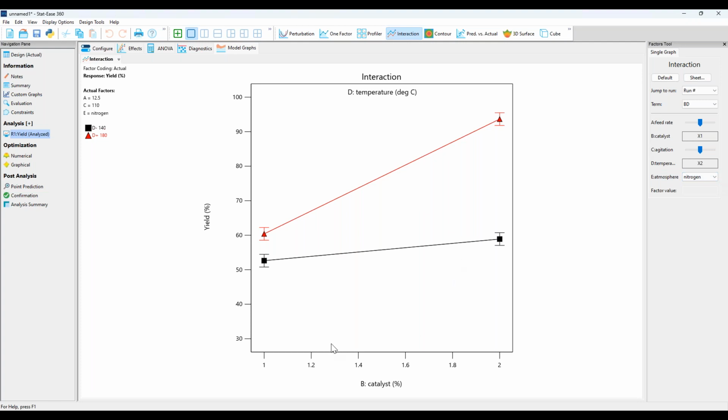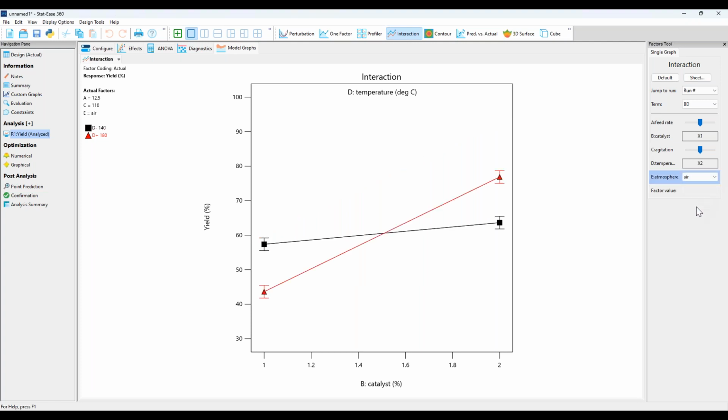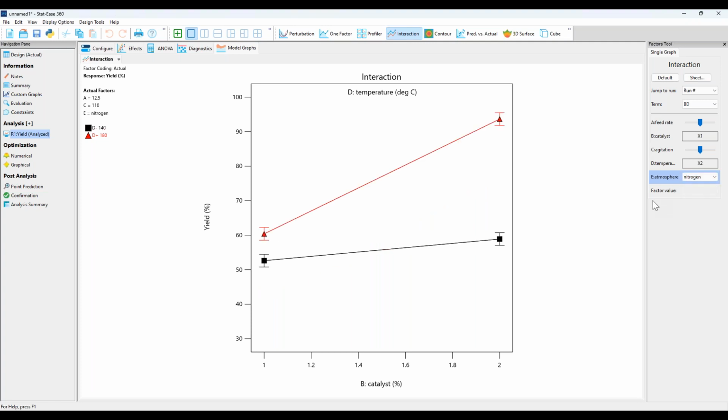That's the chart with nitrogen. Let's just make sure we understand what's happening here. The temperature is 180, so the higher temperature is the red line. The lower temperature is down here, so it looks like we're going to like higher temperature, and it also looks like we're going to want the higher catalyst level. But now I want to look at the difference between nitrogen and air. Everything degrades if I run this in air. So apparently oxygen perhaps is having a negative impact on my yield. So we know we're going to want to run this in nitrogen.